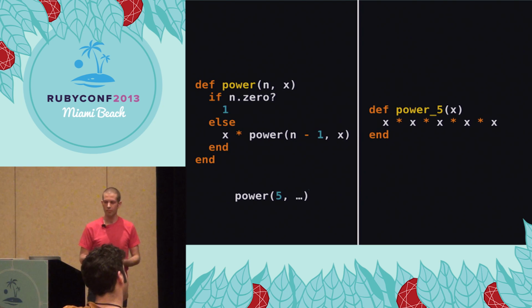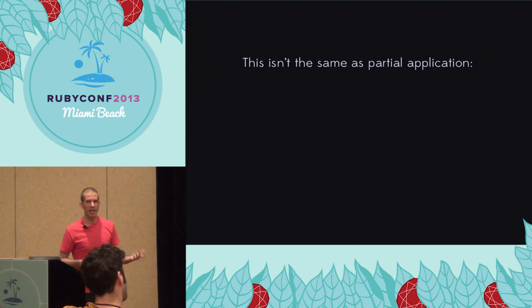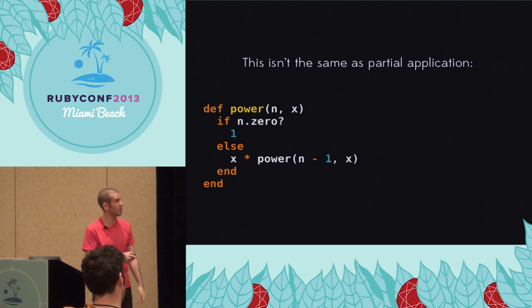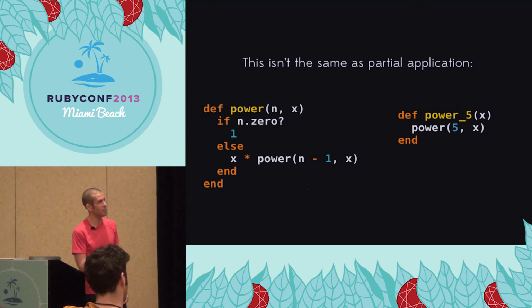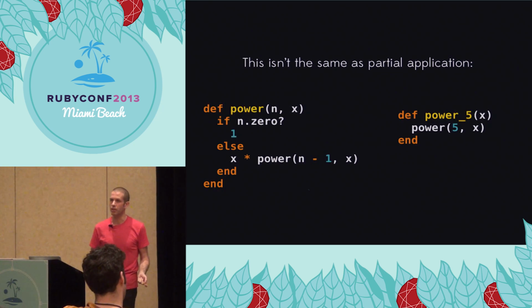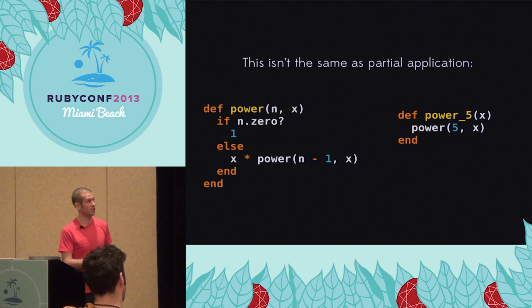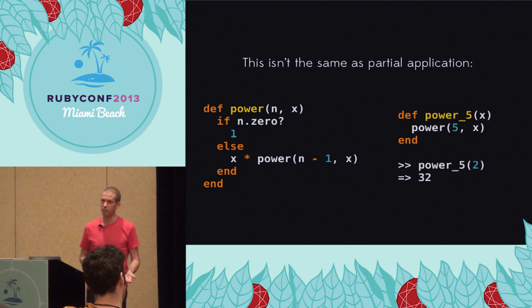And just as a side note, this isn't the same thing as partial application, which you might be thinking about. Partial application is when you've got a method like this, and you make a new method that just fixes one of the arguments to it. So I could define power 5 by just saying, call power with 5 as its first argument, and if I run that on the console, then that does work. Power 5 of 2 is 32, because that's 2 to the power of 5.